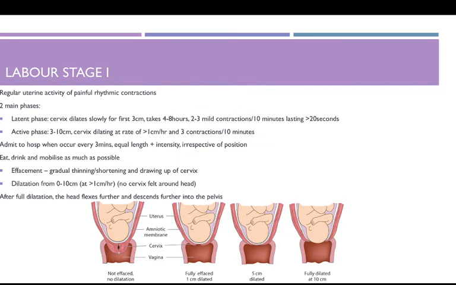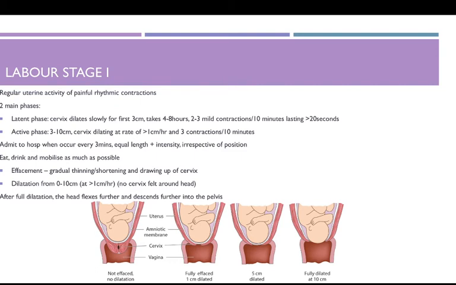Okay, so stage 1 of labour. You get regular, painful rhythmic contractions. There are 2 main phases in stage 1. First is the latent phase, and that is the time in which you get the first 3 centimeters of dilation. It usually takes around 4 to 8 hours, and the cervix in this time is dilating quite slowly. You get around 2 to 3 mild contractions every 10 minutes, and they last about 20 seconds.